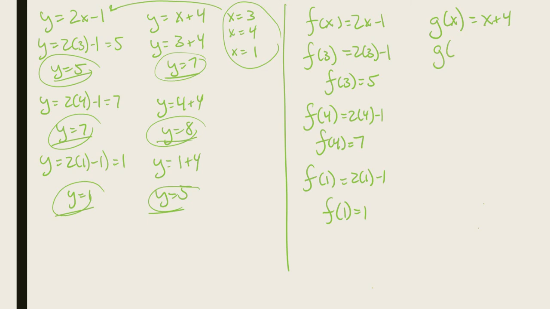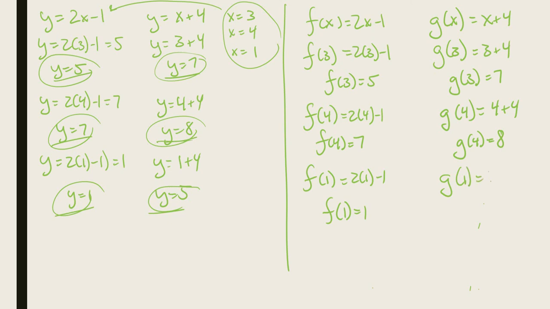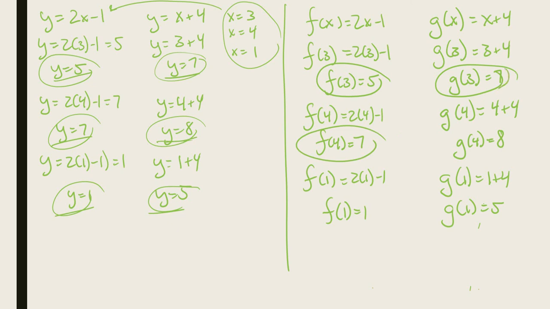Then if I do the same thing over here, g of 3 equals 3 plus 4, so g of 3 equals 7. G of 4 equals 4 plus 4, so g of 4 equals 8. And g of 1 equals 1 plus 4, so g of 1 equals 5. Take a look at these 6 values, compared to the 6 that I did over here.